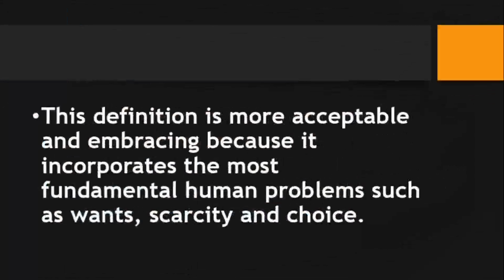Moving forward, we have said that the definition that economics is a science which studies human behavior as a relationship between ends and scarce means which have alternative uses is the more acceptable and embracing because it incorporates the most fundamental human problems such as want, scarcity, and choice.